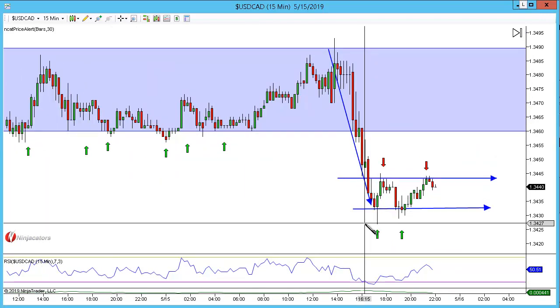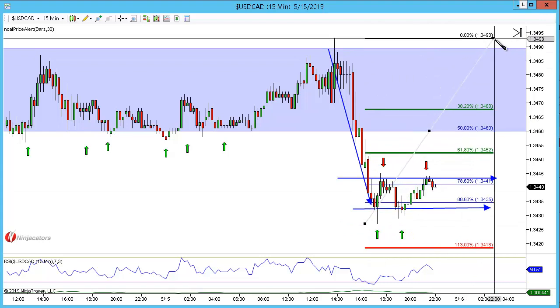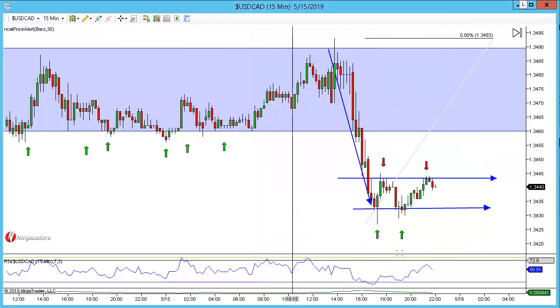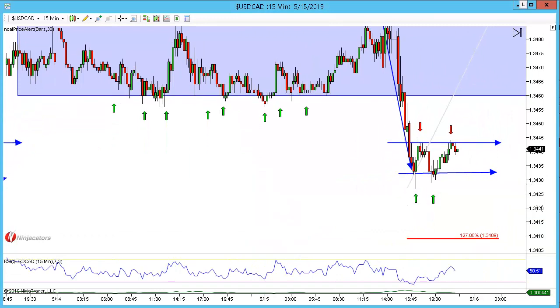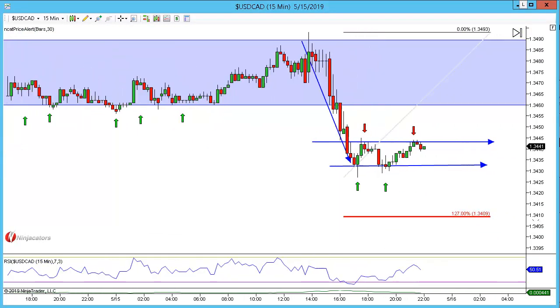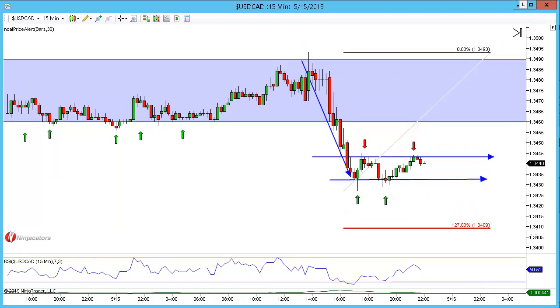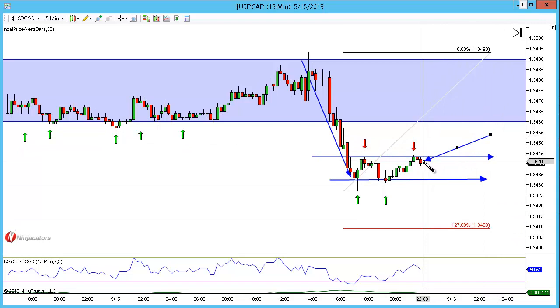Well, we throw a fib on from our swing low to our swing high. I always like to keep the charts clean, so we only leave on the fib that I want, which is the 127. Scrunch this up a little bit so we can get a better picture. And you can see right here now we've actually had a lower close.